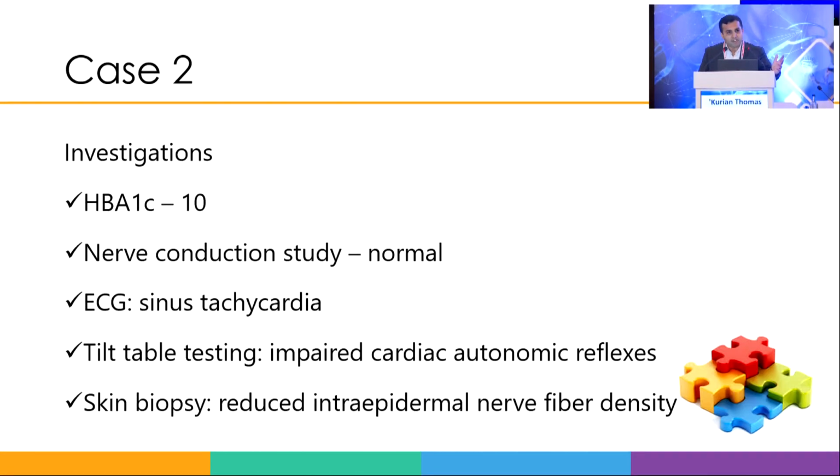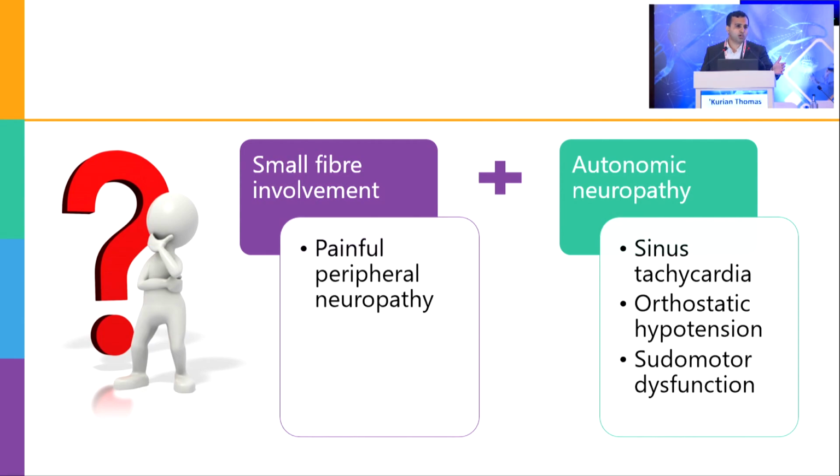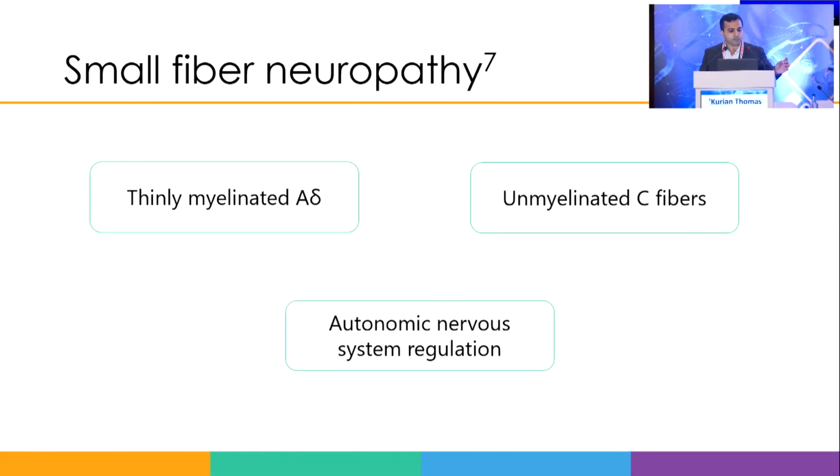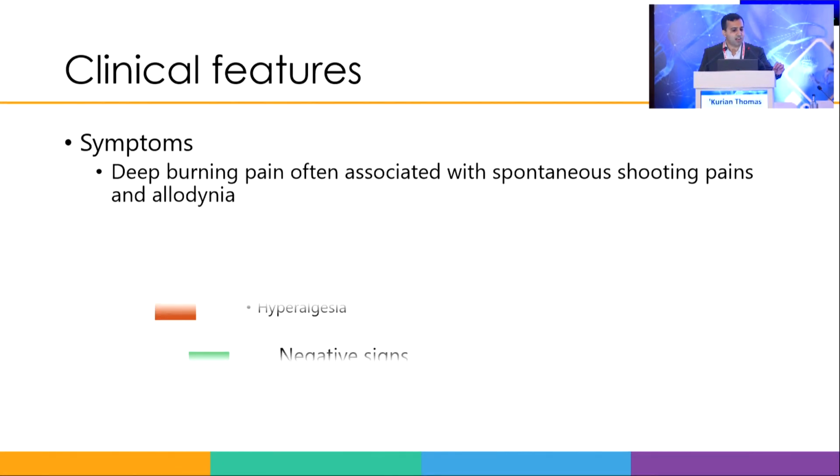So there are multiple differentials in this case, but of course the most common cause of a small fiber neuropathy is still diabetes. So here you have small fiber involvement causing painful peripheral neuropathy and an autonomic neuropathy, as evidenced by sinus tachycardia, orthostatic hypotension, and pseudomotor dysfunction. The small fibers include the thinly myelinated A delta fibers and the unmyelinated C fibers. These are responsible for pain and temperature sensation and also autonomic function.